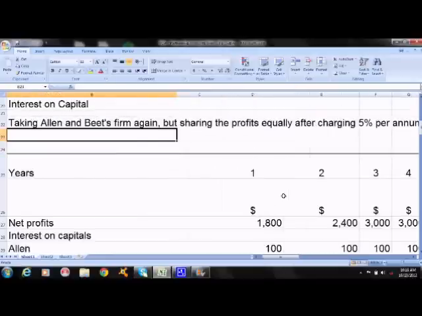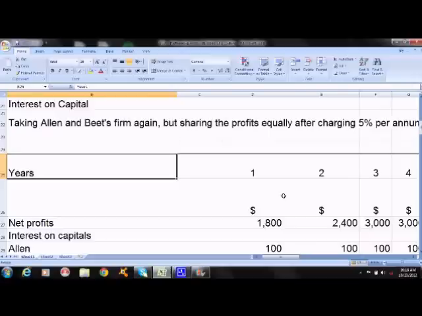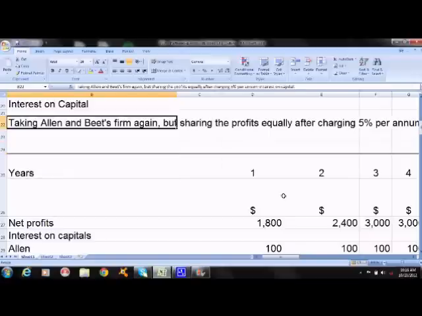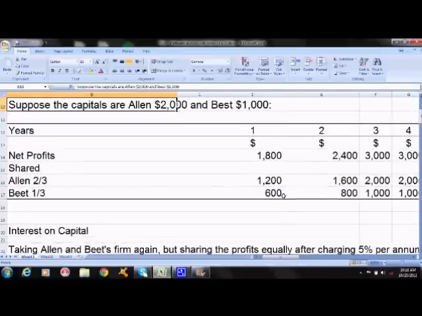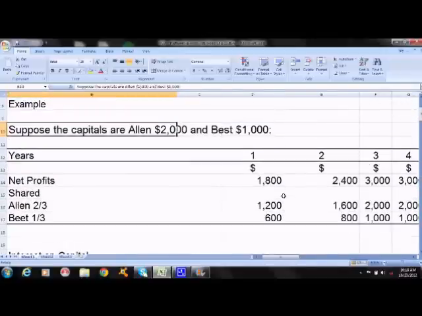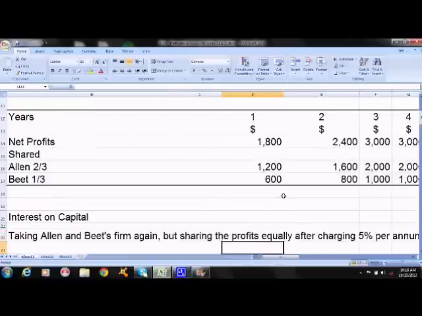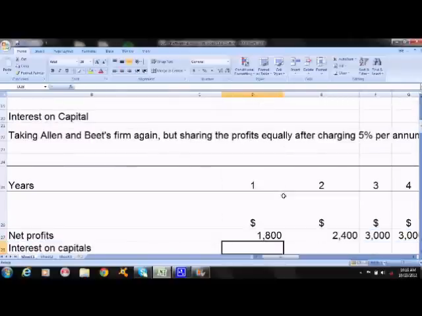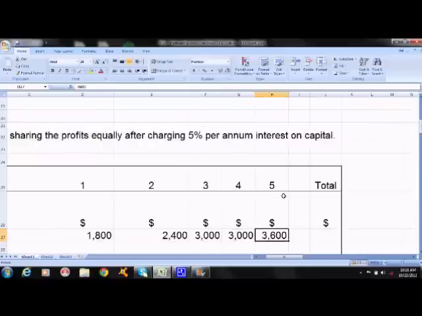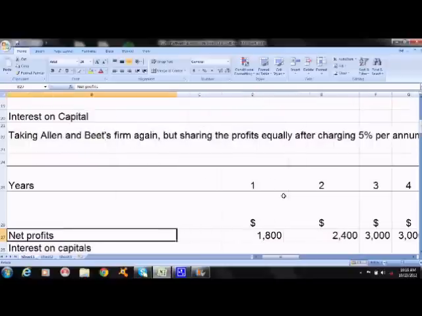Remember now that Allen's capital is $2,000, while B's capital is $1,000. So these are the profits: 1,800 for year 1, 2,400 for year 2, 3,000 for year 3, 3,000 for year 4, and 3,600 for year 5. Those are the net profits.